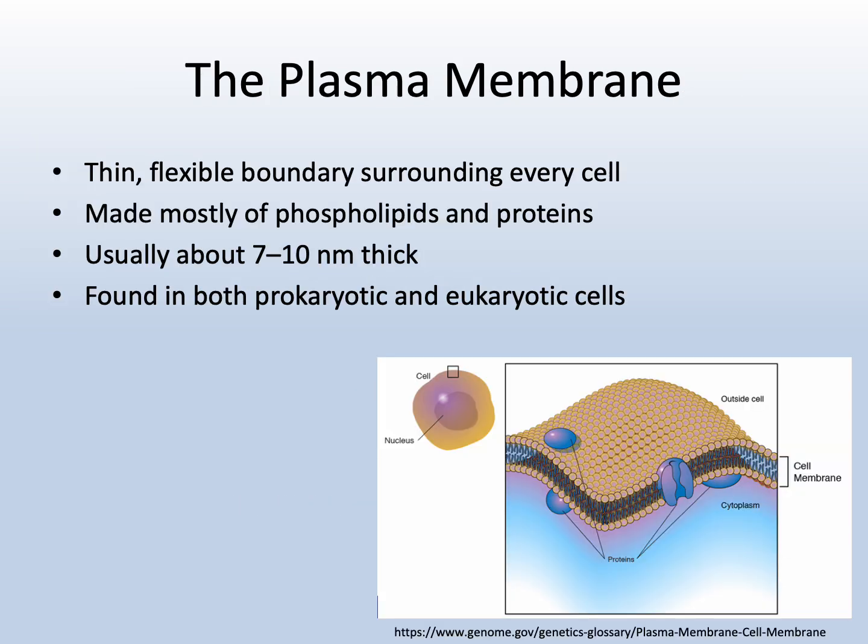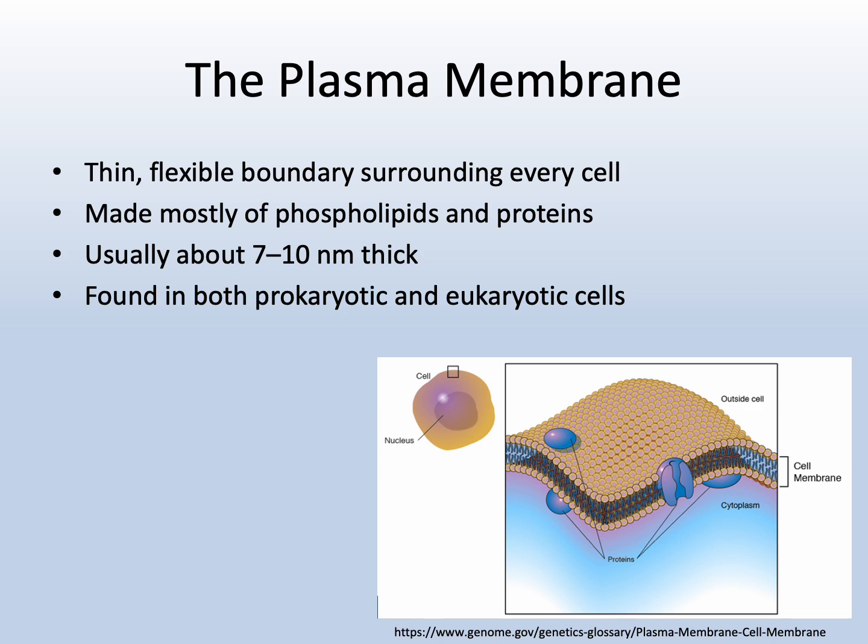Every cell, whether it's a tiny bacterium or one of the trillions of cells in your body, is surrounded by a structure called the plasma membrane, also known as the cell membrane. The plasma membrane is a thin and flexible boundary that separates the inside of the cell from the outside environment. Even though it's incredibly thin, only about 7 to 10 nanometers thick, it does an amazing job protecting the cell and controlling what moves in and out. This membrane is made mostly of phospholipids and proteins. The phospholipids form the basic structure of the membrane, while proteins perform important jobs like transporting materials and sending signals.